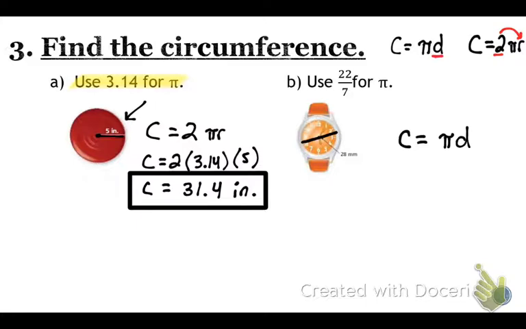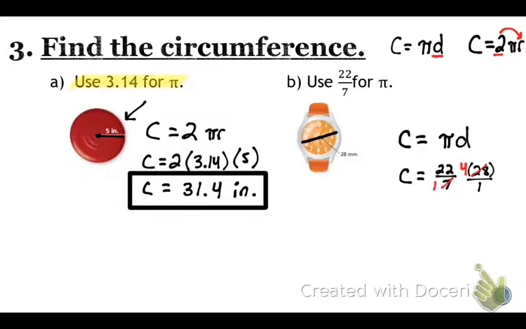Kalani, what am I plugging in for my pi? 22 over 7. Elena, what is my D for diameter? 28 millimeters. Now, guys, what number can I put underneath that 28? A 1, because 28 over 1 means 28. Is there anything I can cross-reduce? Yes, the 7 and 28, what do they become? 1 and 4.